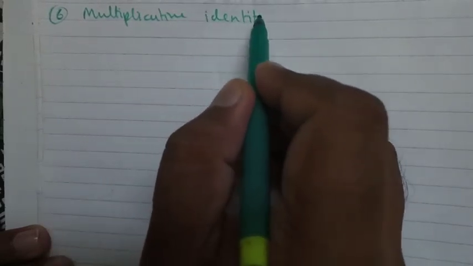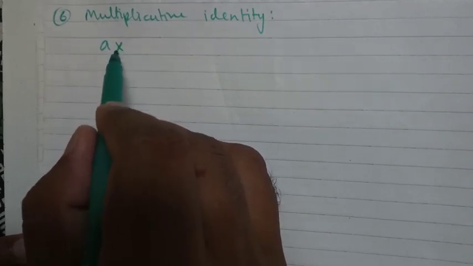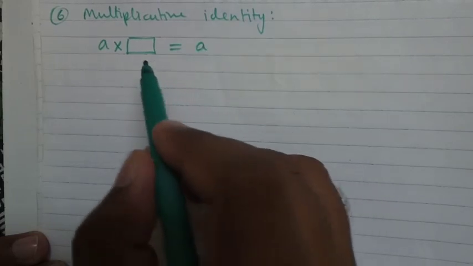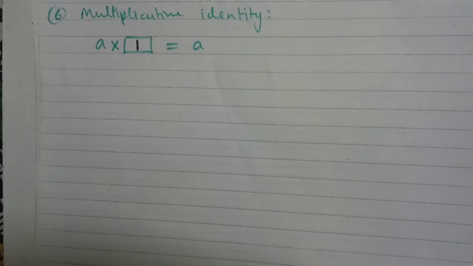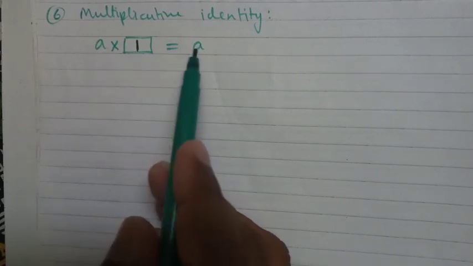That is the multiplicative identity. Simply, if you are given a rational number A, by what number will you multiply so that you will get A again? That will be called the multiplicative identity. So what number should be there? It should be 1, because 1 is a rational number, and if you multiply it by any rational number, then you will get the same rational number.